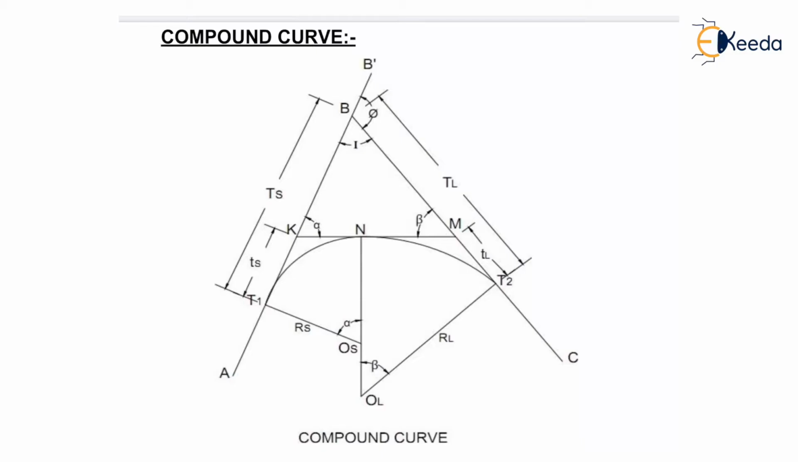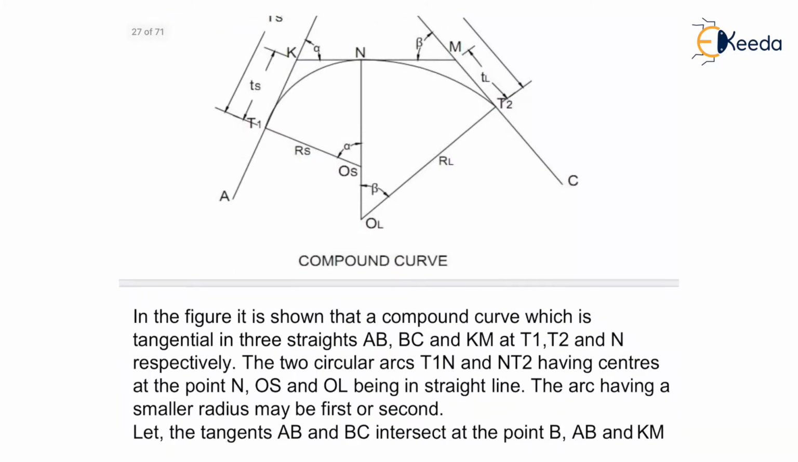TS is the smaller tangent length, that is BT1. TL is the larger tangent length, that is BT2, and phi is the deflection angle between the rear tangent AB and the forward tangent BC. Beta is the deflection angle between the forward tangent BC and the common tangent KM. So these are all the notations of your compound curve, and these are explained below.